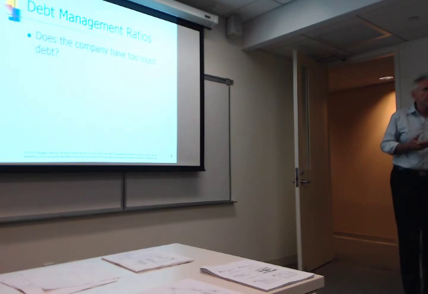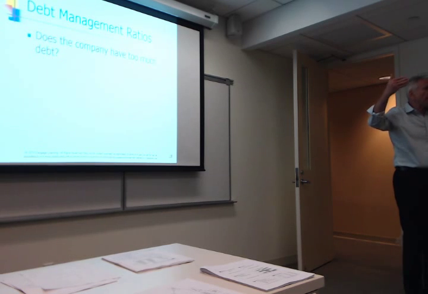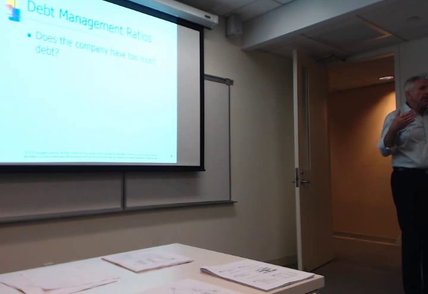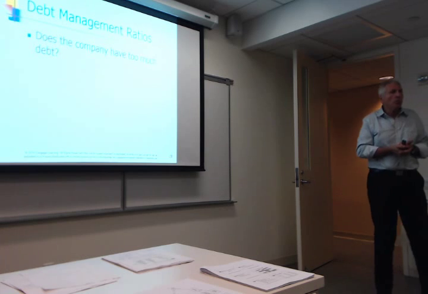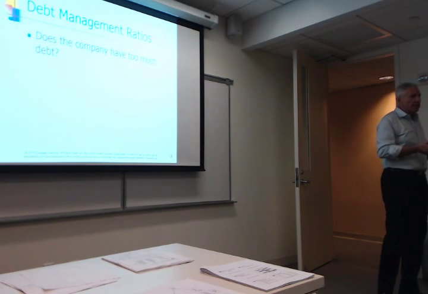All right, now we're going to talk about debt management ratios, or these are also your capital structure ratios. It's giving you an indication of how much debt you have, how much equity you have. Do you have the right balance of debt to equity? Let's put this in a context. What's the difference between debt and equity?